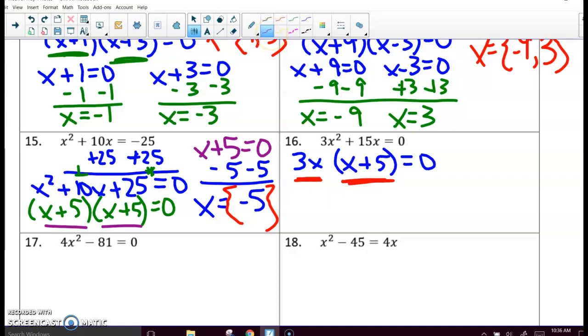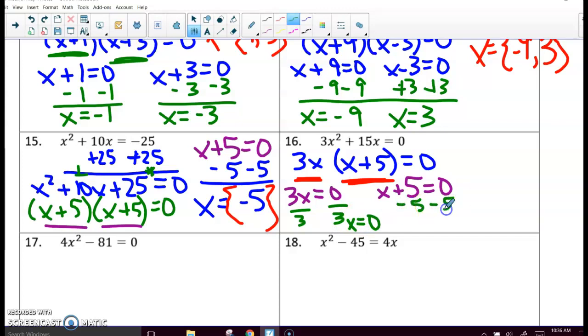Step number 3 says set each factor equal to 0. So 3x equal to 0 and x plus 5 equal to 0. Get x by itself, divide both sides by 3. 0 divided by anything is 0. Subtract 5 from both sides. So my solutions are 0 and negative 5.